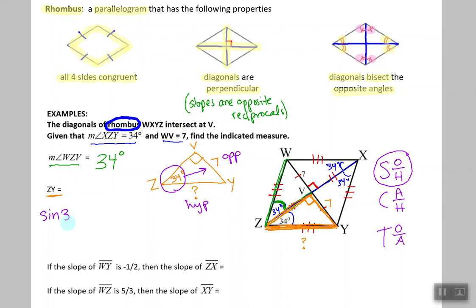Let's make an equation then that uses sine. Sine of our angle, 34 degrees, equals opposite over hypotenuse, which is 7 over the question mark side. To solve for that question mark side, I switch these places and will divide. 7 divided by sine of 34 degrees. Using my calculator, I get approximately 12.5. And there we have it. ZY is 12.5. Approximately, of course.